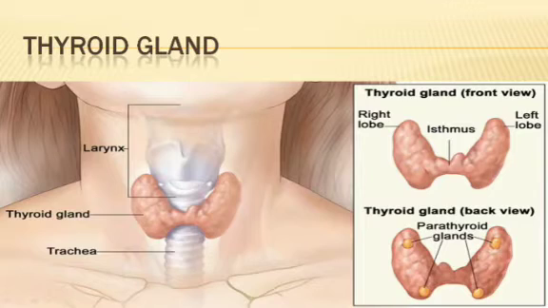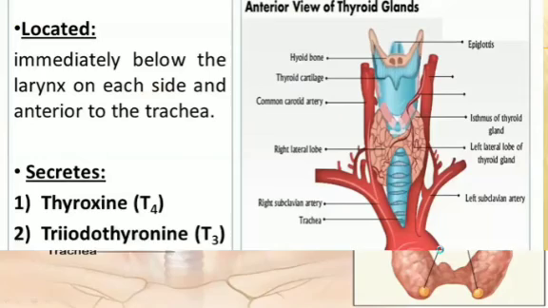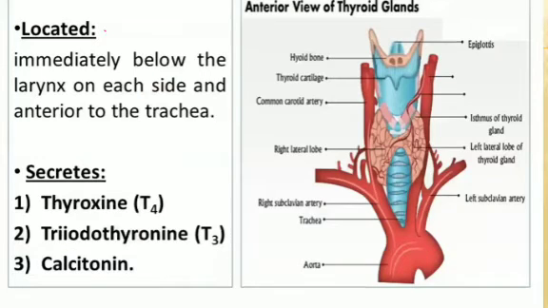And the thyroid gland from the back has further glands named parathyroid glands, which we'll talk about in a few minutes. So here we see the location: immediately below the larynx on each side and anterior to the trachea, as we have seen in the previous diagram, and here you can see this one. So this is very, very important.